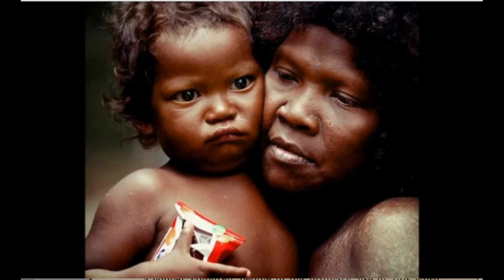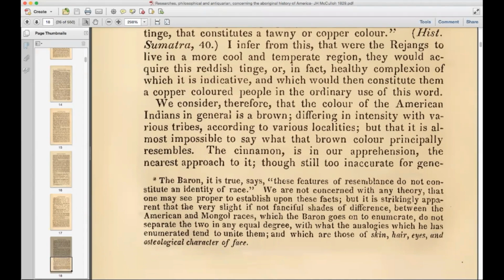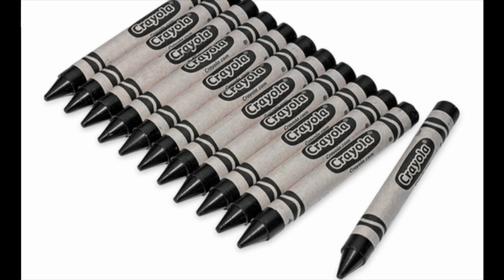And America is the true old world. This is the motherland, all right? So where are they really coming from? So a little bit more down, he says, we consider, therefore, that the color of the American Indians in general is brown. Who is brown? All right, we're not talking about tans here, all right? Because nobody's really black. Who's really black? The color black, like crayon.